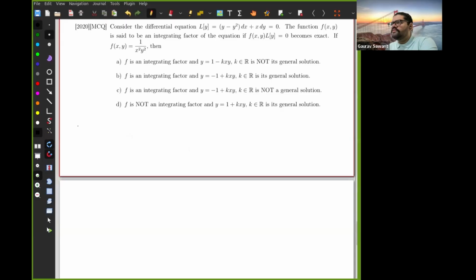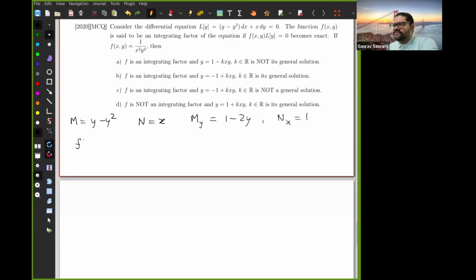So we have m equal to y minus y square, n equal to x. There is really nothing big happening, but you can already clearly see that this is not an exact differential equation, because my is 1 minus 2y and nx is equal to 1. So clearly these are not equal. But then the question is talking about integrating factors, and it has already provided a candidate function, 1 over x square y square, to work with. So let us look at this.